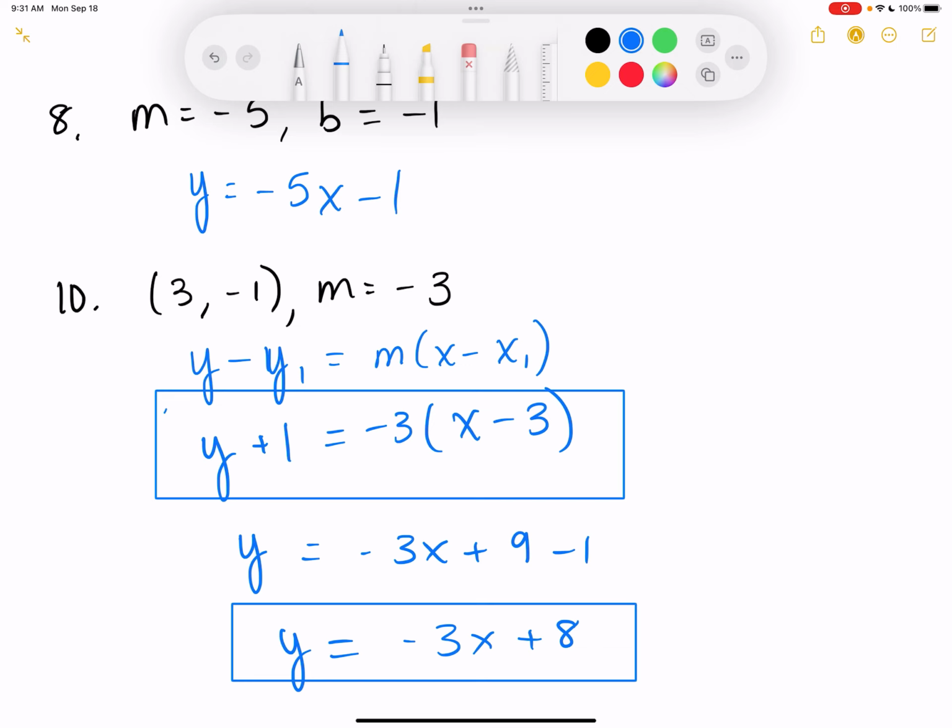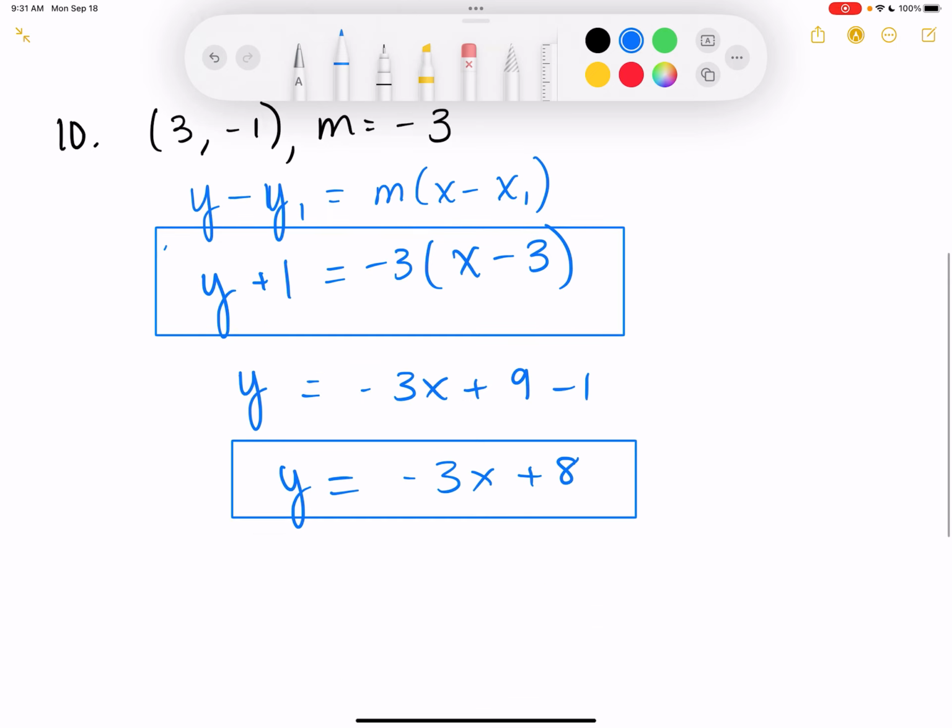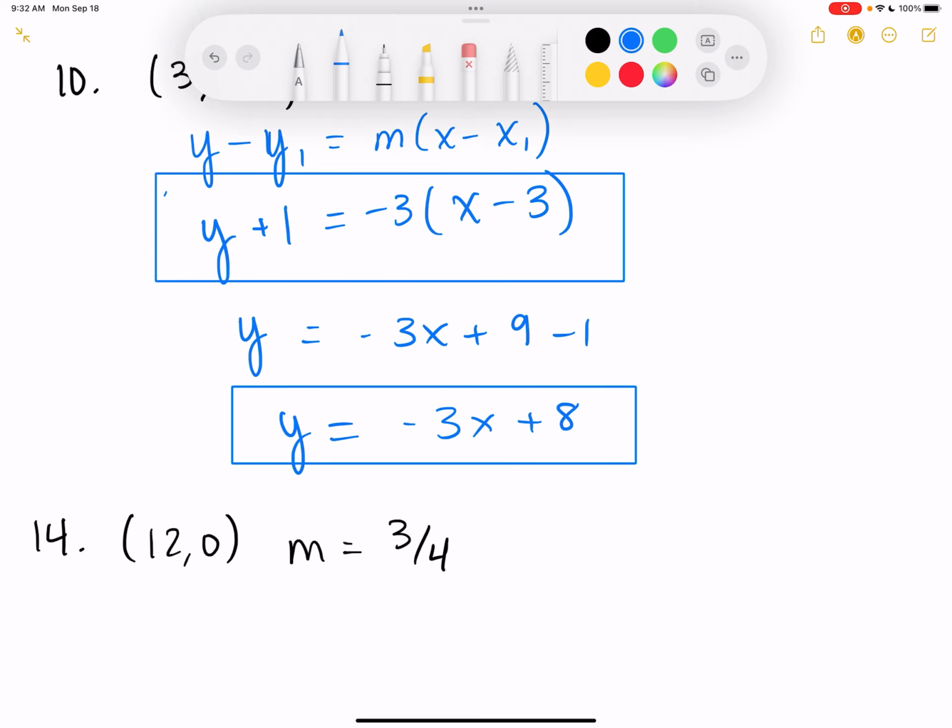Let's see, 14. The point (12, 0), and a slope of 3/4. So y'all tell me what to plug in this time. y minus 0 equals 3/4 times x minus 12. Yep. Could you change that to 0.75?